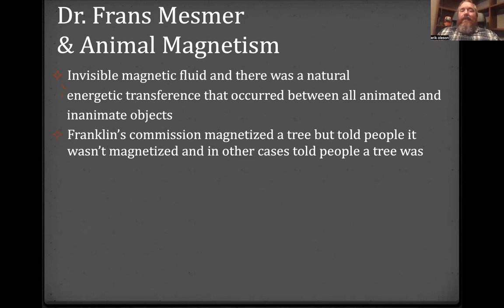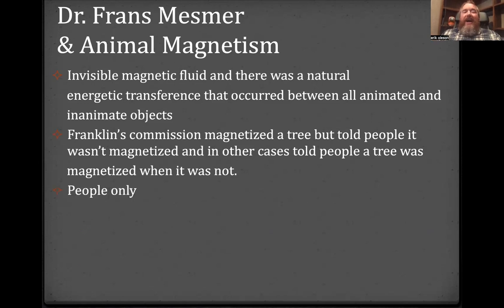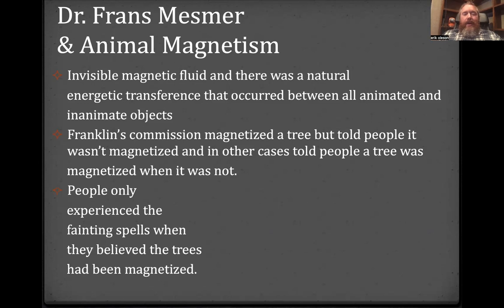Ben Franklin commissioned a magnetized approach, but told people it wasn't magnetized, and in other cases told people a tree was magnetized when it was not, and demonstrated that people only experienced the fainting spells when they believed that the trees had been magnetized as part of Franz Mesmer's magnetism gimmick. So anyway, that is, I guess, the story of how Benjamin Franklin showed the concept of placebos, all to sort of discredit this idea of animal magnetism.